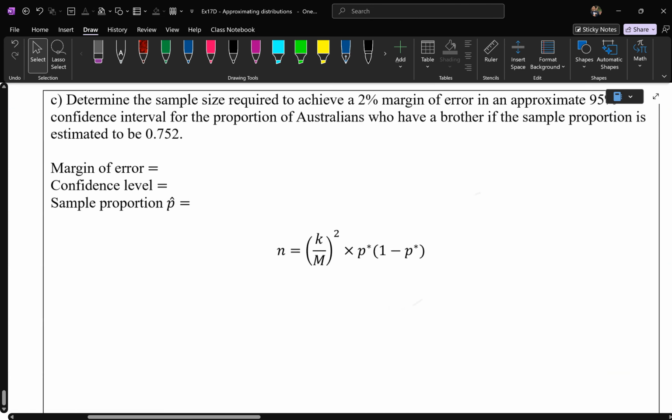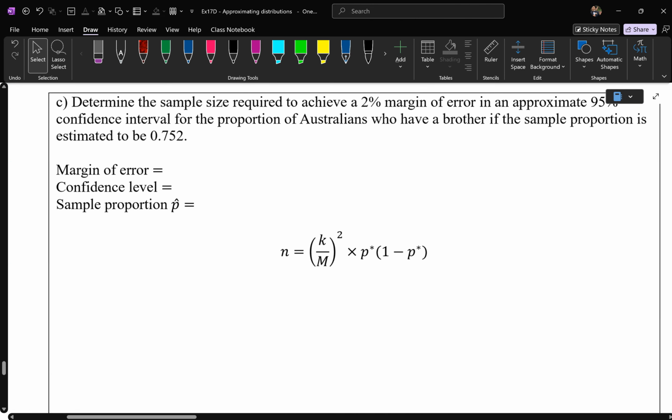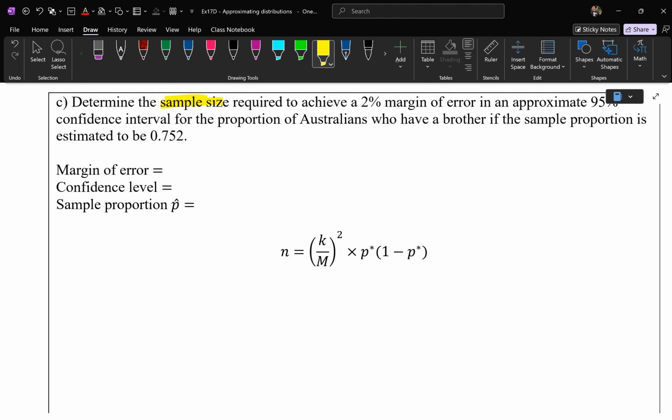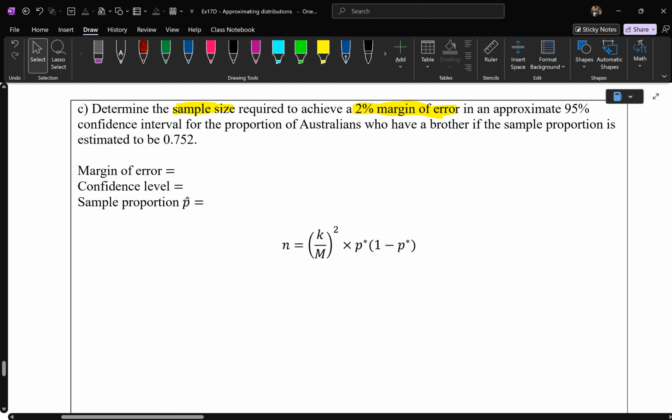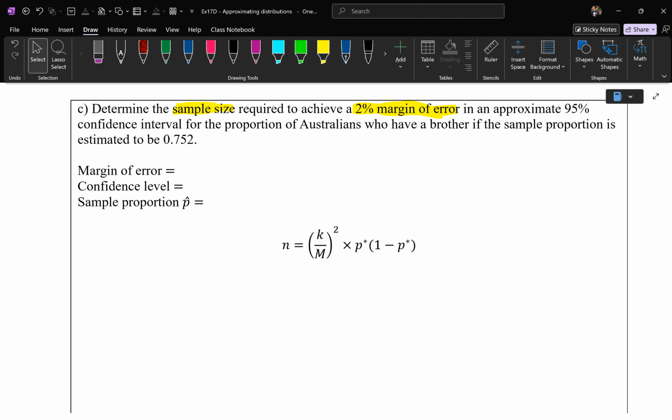All right, let's go. This question, I've broken it down for you. This question is using the formula. Eyes and ears towards the board. You are now trying to determine sample size. So how big should your sample size be if you want your error to only be 2% in an approximate 95% confidence interval? So there was an interval that you were 95% confident, but what if you want your error not to be any random error, but you want it to be 2% error? Okay, so plus or minus 2%. That's what you want. How big should your sample size be?